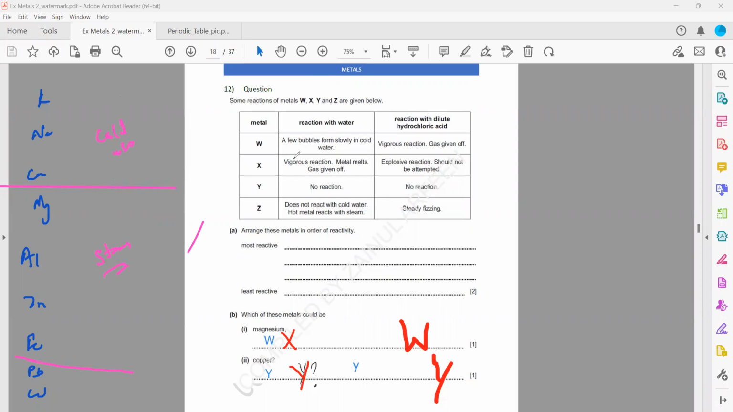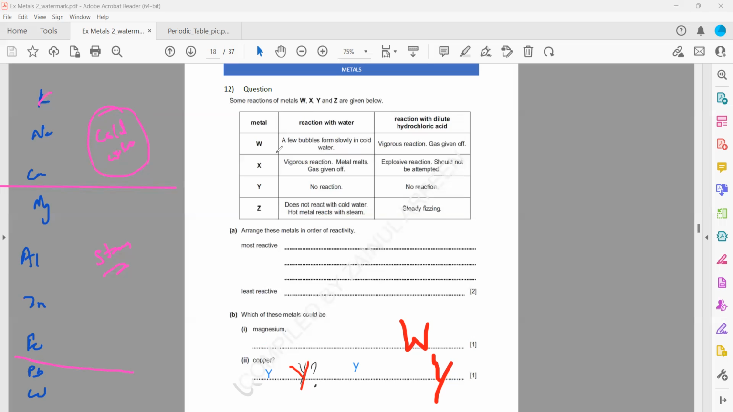So what we need here is a more reactive metal, because in terms of vigorous reaction, potassium, sodium, and calcium can react with cold water easily. Why can X not be magnesium? Because metal X has a vigorous reaction: the metal melts and a gas is given off. So X is reacting vigorously with the cold water, but magnesium cannot react vigorously with cold water. That's why X cannot be magnesium.